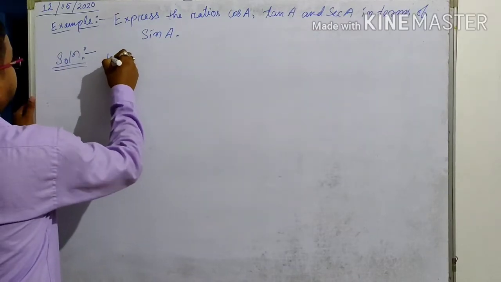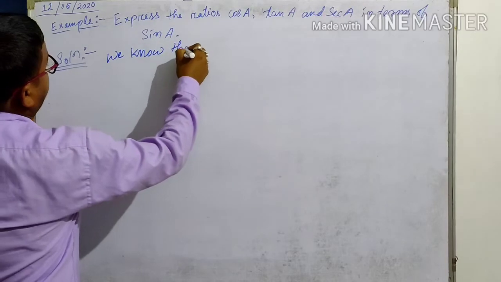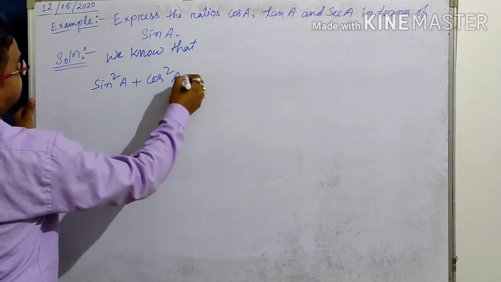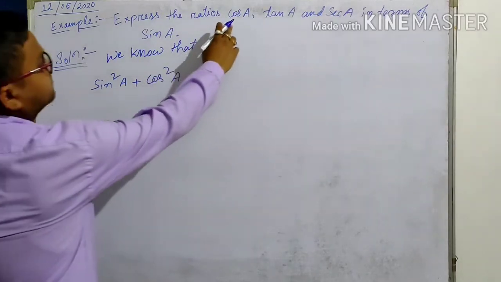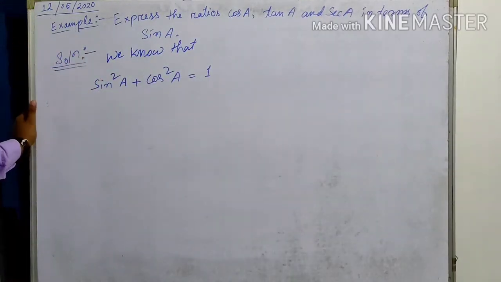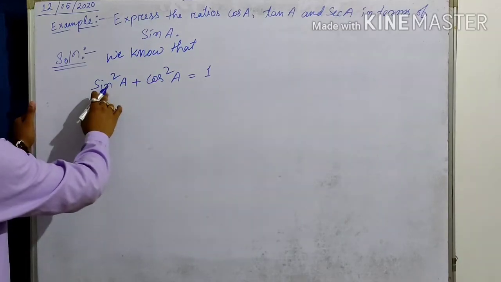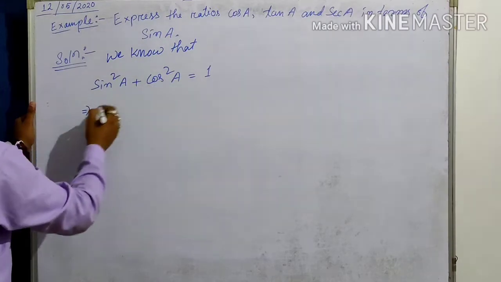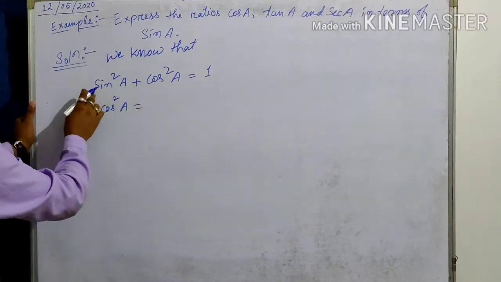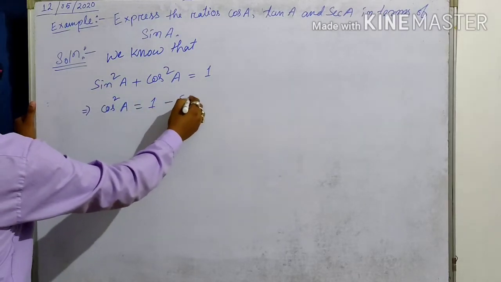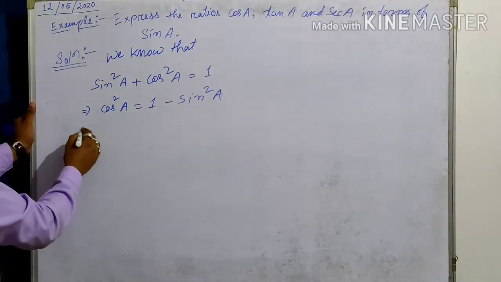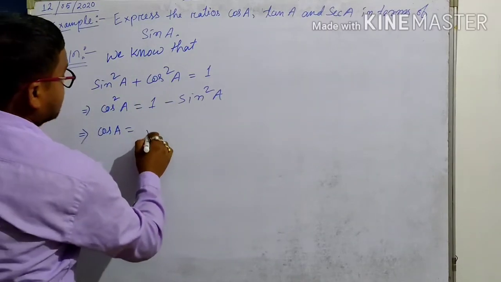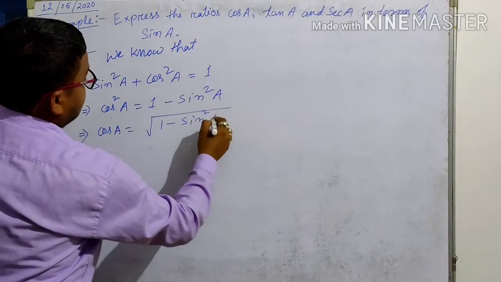We know that the first identity is sin square A plus cos square A equal to 1. First you have to find cos A in terms of sin A. Now you see here cos A and sin A are there, so you have to find cos A in terms of sin A. So you write cos square A on the left hand side, and you take sin square A to the right hand side, that is 1 minus sin square A. So cos square A, you write cos A, and if you take the square root on the right hand side, what you get is the square root of 1 minus sin square A.